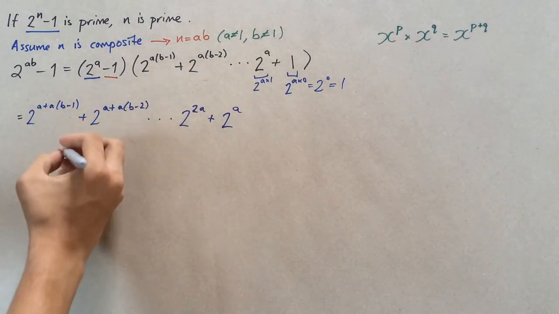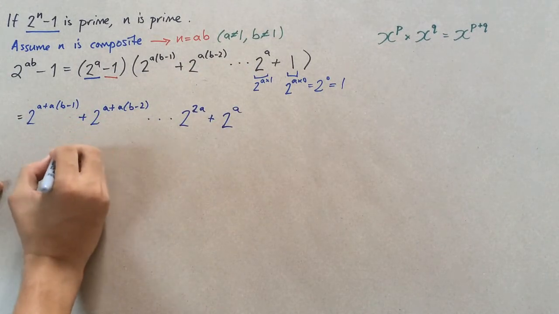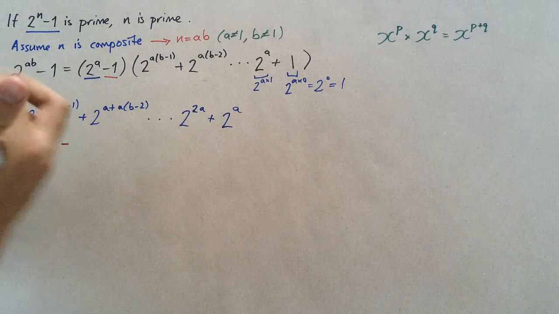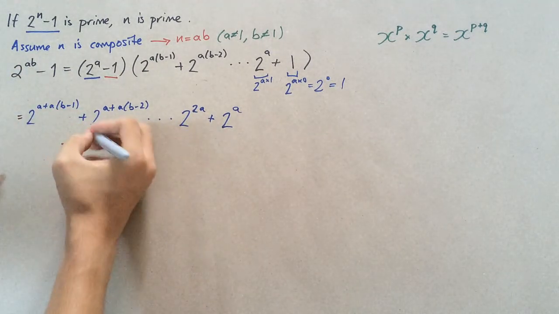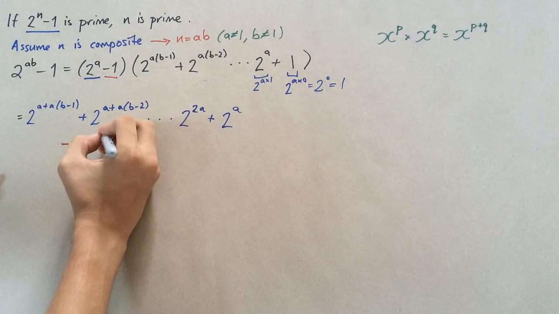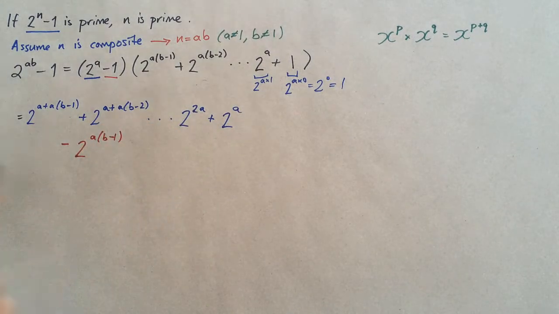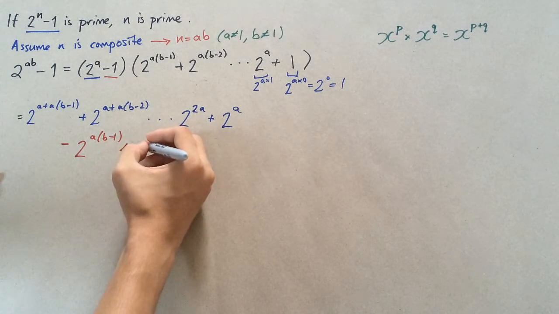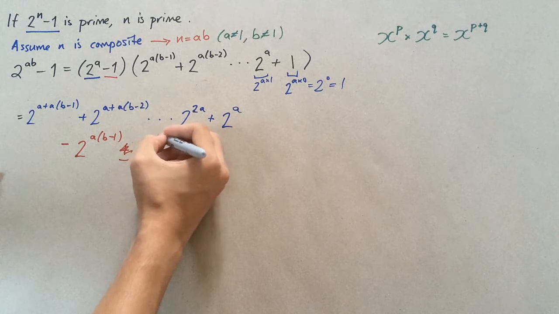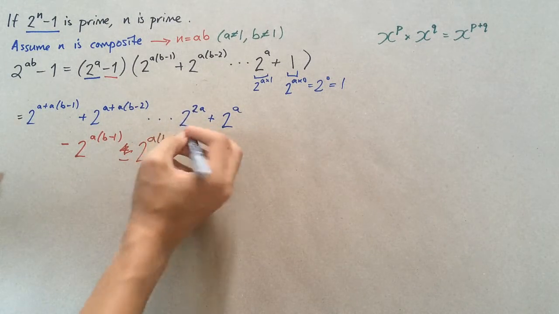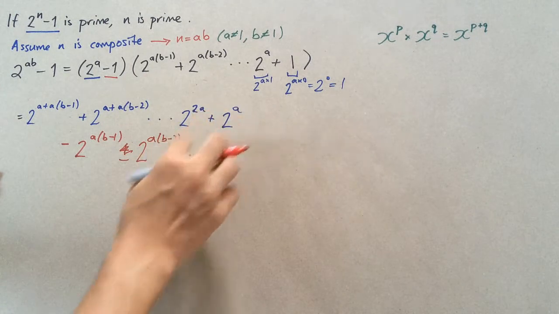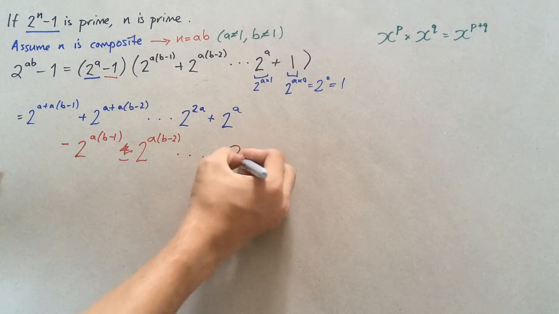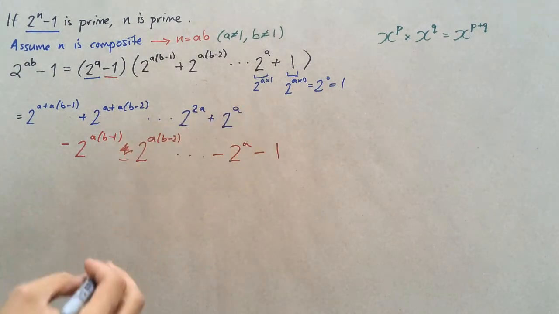I'll put it down here, okay? Minus, we're gonna write minus. Minus 1 times that is going to be just simply minus a b minus 1. Plus the next one, which is gonna, oh, sorry, not plus, minus 2 a b to the minus 2. And then so on. We have stuff in between here, which I'm not going to actually write out. And then minus 2a minus 1.